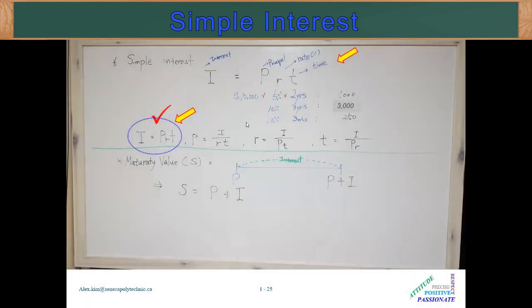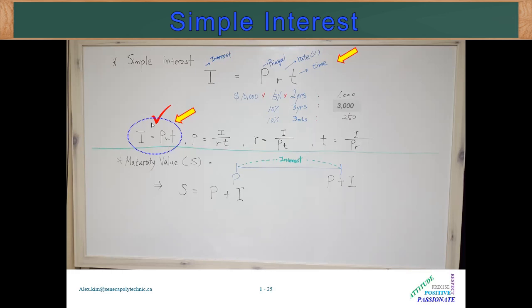Simple interest. Interest equals principal times rate times time. Pretty much common sense. With $10,000 principal, a 5% interest rate, and 2 years, we expect $1,000 interest. Principal 10,000, 10%, 3 years, 3,000. With 10,000, 10%, and only 3 months for the quarter, it's 250.